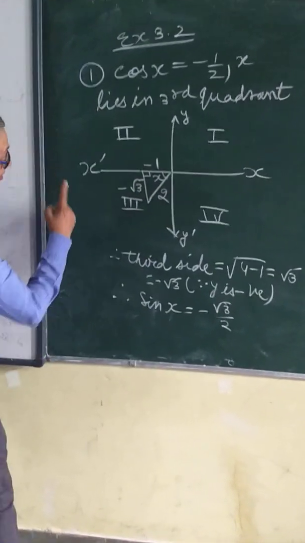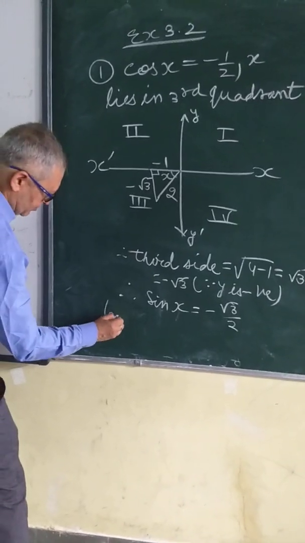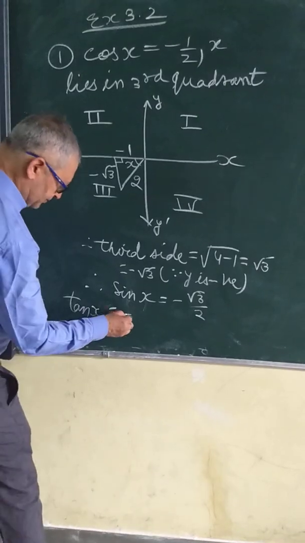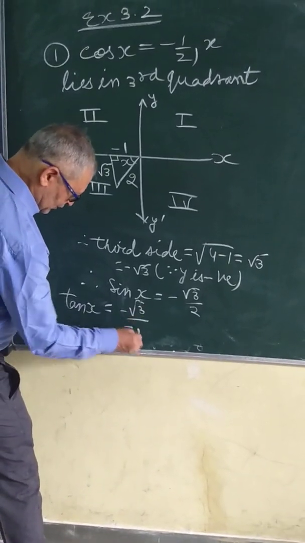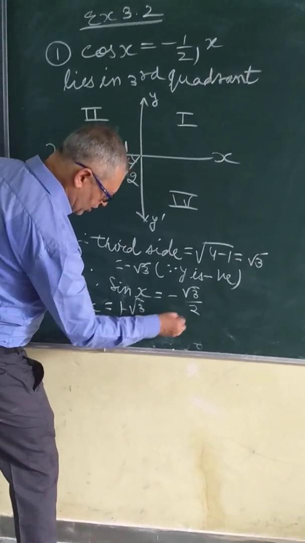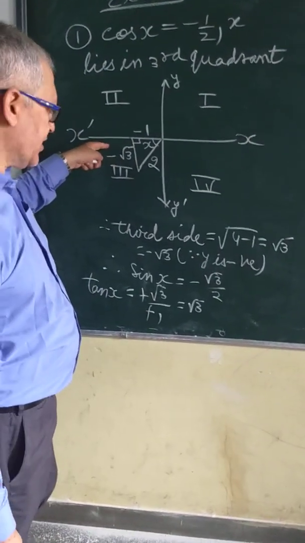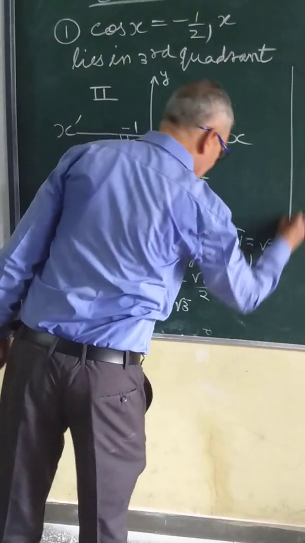And cos x is given. So we will find tan x. Tan x is equal to minus root 3 by minus 1. Therefore this is plus root 3. So therefore we see that the value of tan x is positive in third quadrant. Now we have to find other values.